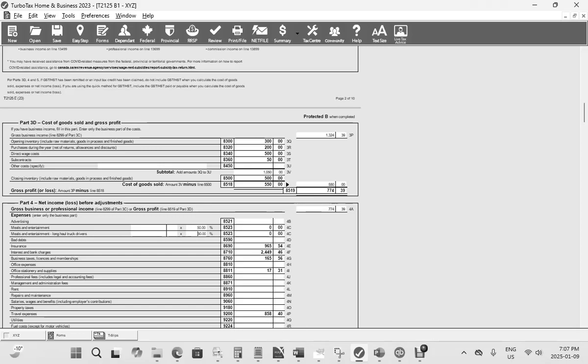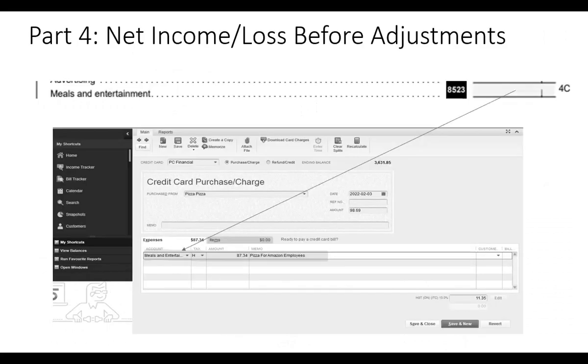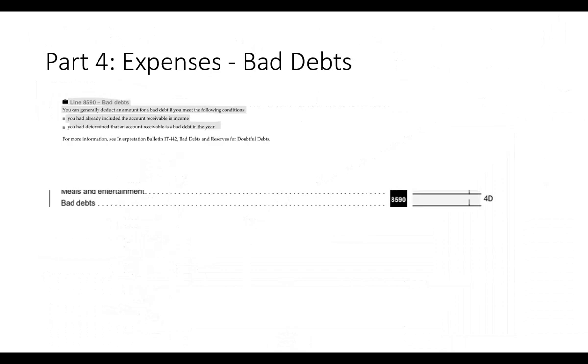This is line 8590. If we go back to our presentation, bad debts, you can generally deduct an amount for a bad debt if you meet the following conditions. Number one, you had already included the account receivable in income. Number two, you had determined that an account receivable is a bad debt in the year. So line 8590, this is bad debts.